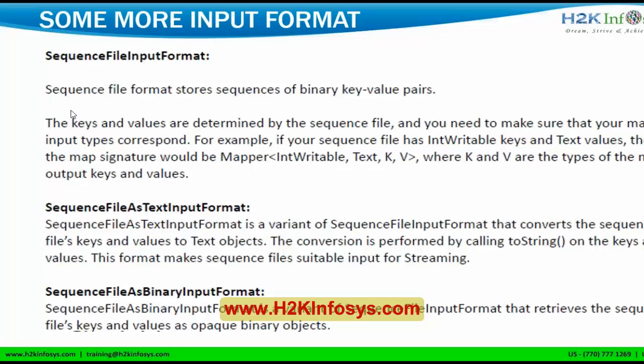Sequence file as text input format is a variant of sequence file input format only. So it is a form of our sequence files. All these files will be read sequentially in the form of key value pairs, whereas internally they will be converted into binary formats. The sequence file as text input format converts the sequence file keys and values to text objects, and the conversion is performed by a function called toString on the keys and values. This is used when we are processing our image files, but internally all the binary values will be converted into text objects.